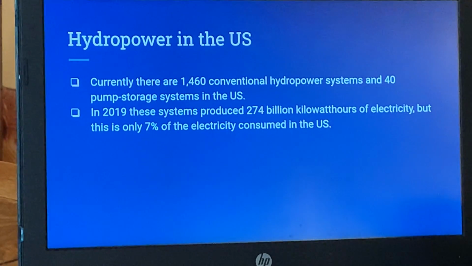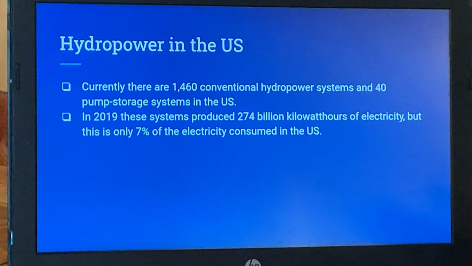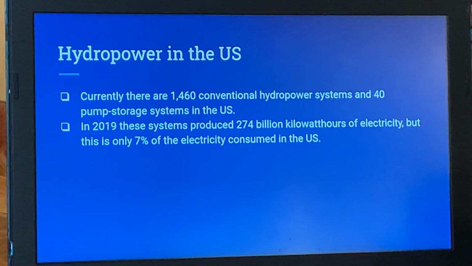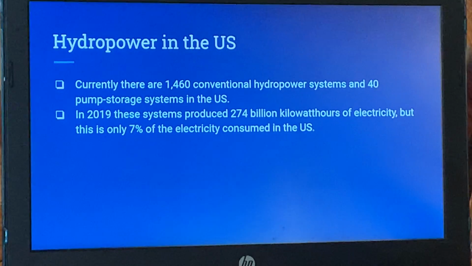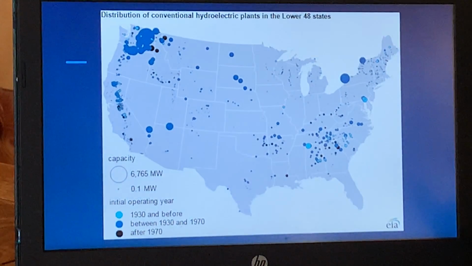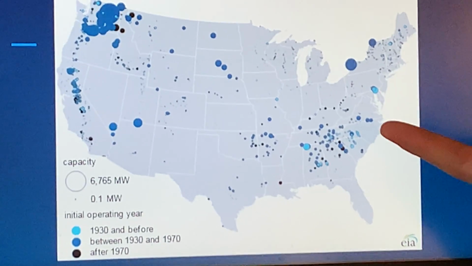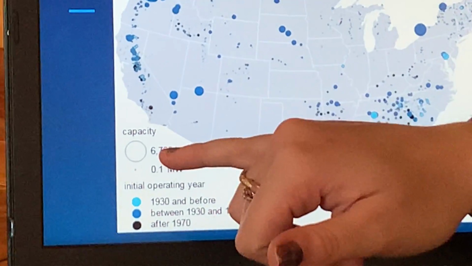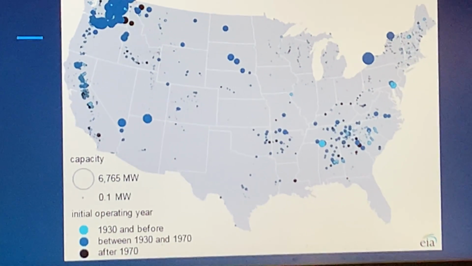And scientists think that there's a large potential to increase this percentage. Hydropower produces the second most amount of electricity behind wind for all the renewable resources. And here's just a little map that shows the different hydroelectric plants. It shows when they were built and how much electricity they produce. And as you can see, the biggest one is right over here.